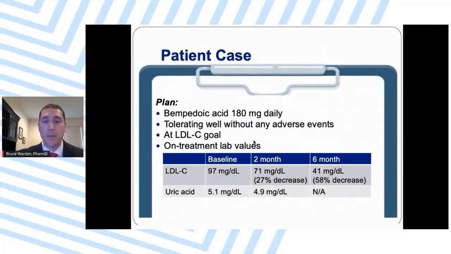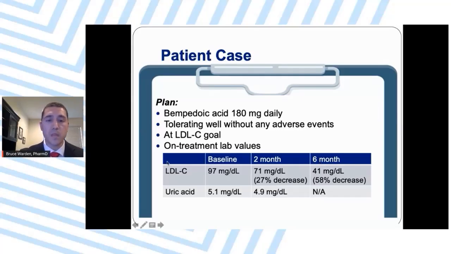So we return back to the case. Our patient was started on bempedoic acid, the standard dose, 180 milligrams once a day. She's been on this for over 6 months now and tolerating it very well without any adverse events. Her baseline LDL was 97, reducing down to 71 at the first time point, a 27% reduction. And then at month 6, an even greater reduction, a 58% reduction now, LDL of 41, and she is at her LDL goal.